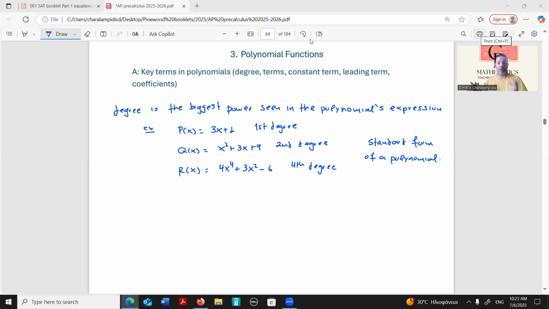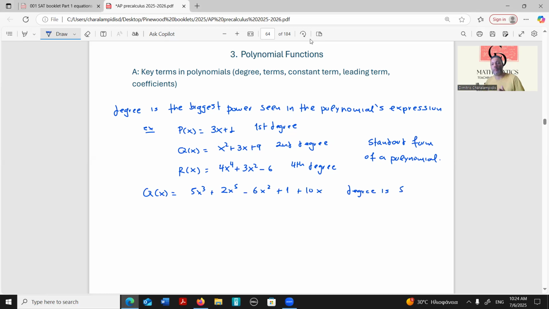This is not, however, always the case. A polynomial might as well be given in a random form. Let's say, for instance, let's call this q of x equals 5x cubed plus 2x to the power of 5 minus 6x squared plus 1 plus 10x. Still, the greatest power seen would define the polynomial's degree. So here the degree is 5.